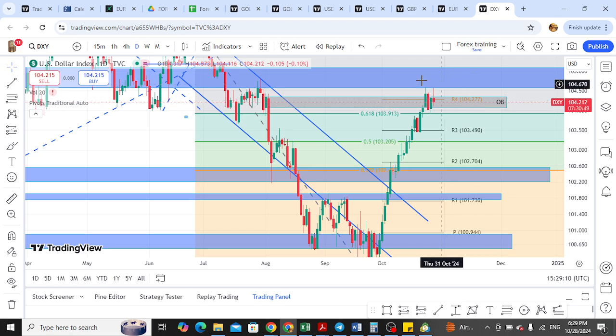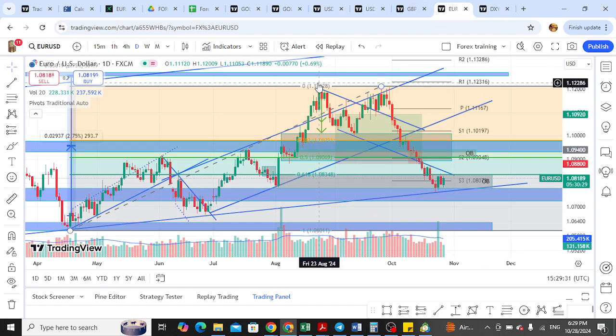So in my journal I wrote, let's see, that it even touched on this resistance. Touching on this resistance, and being inside this order block for the past 1, 2, 3, 4 days, is giving me an indication that it is going down.